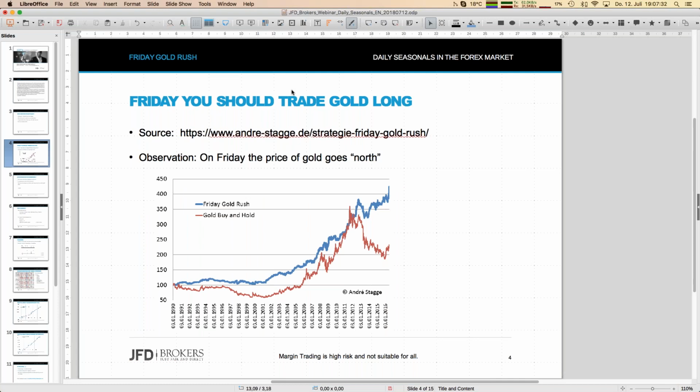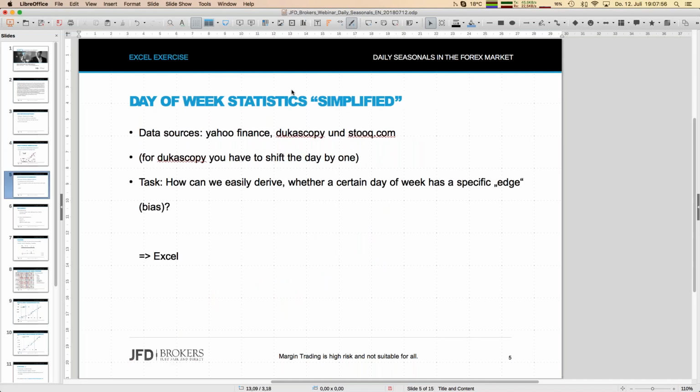And of course, it more or less illustrates the statement by itself, because that blue line simply goes north, and that illustrates that on Friday you should go long with gold, and that's all. But how can we do something like that on our own and really quickly? So we would always start with the data sources.